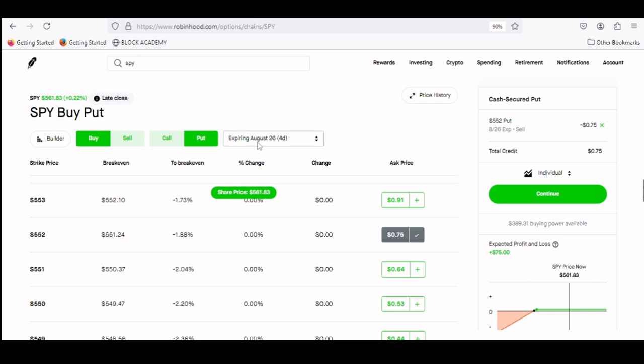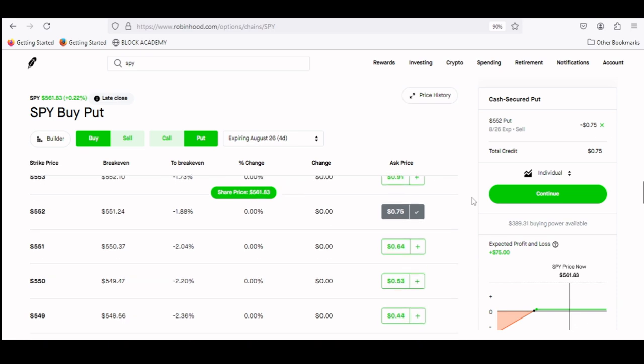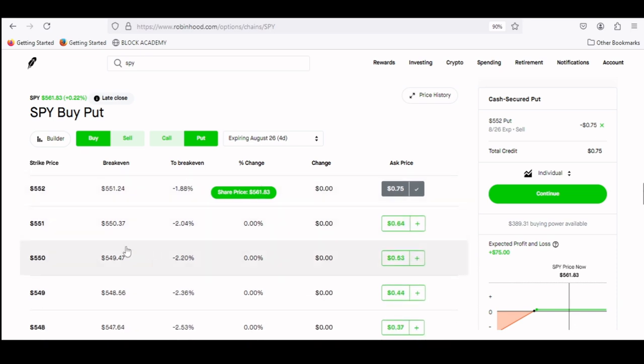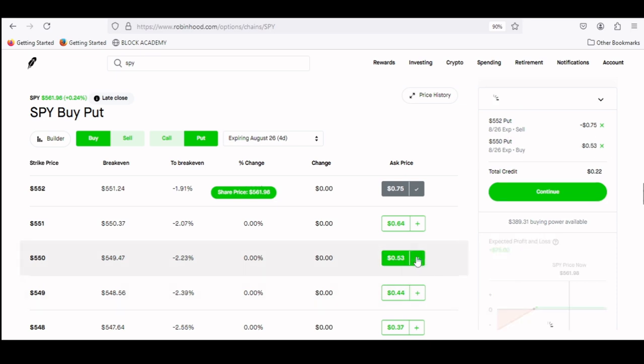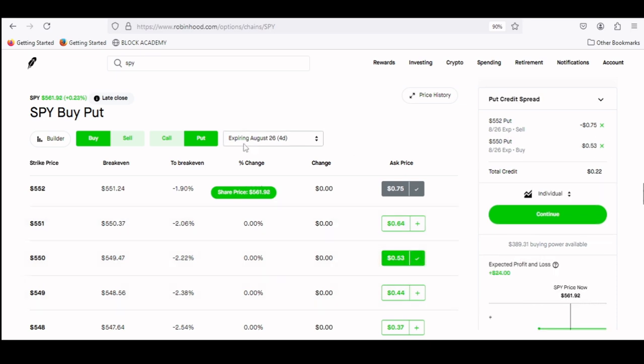So now we're going to go ahead with the exact same strike date. And now we're going to choose our buy put right below our previous sell put. Our previous sell put was at the strike price of 552, so I'm going to choose my buy put right below that. I will be going with the 550 strike price. For the 550 strike price, in this case, we're buying. Since we're buying, we have to pay something. The payment is going to be 0.53, or $53.